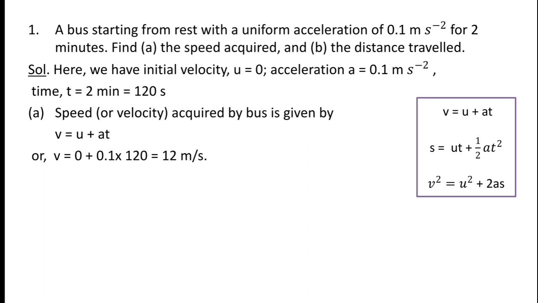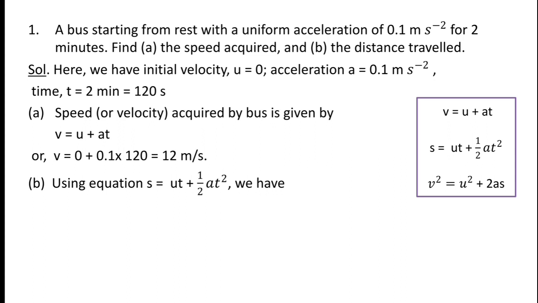In the next part we have to calculate the distance traveled. It means s, because we know in the equations s equals ut plus half at square or v square equals u square plus 2as. S is what? S is the distance traveled or displacement. So we have to find s. We know the value of initial velocity u, we know the value of time and we know the value of acceleration.